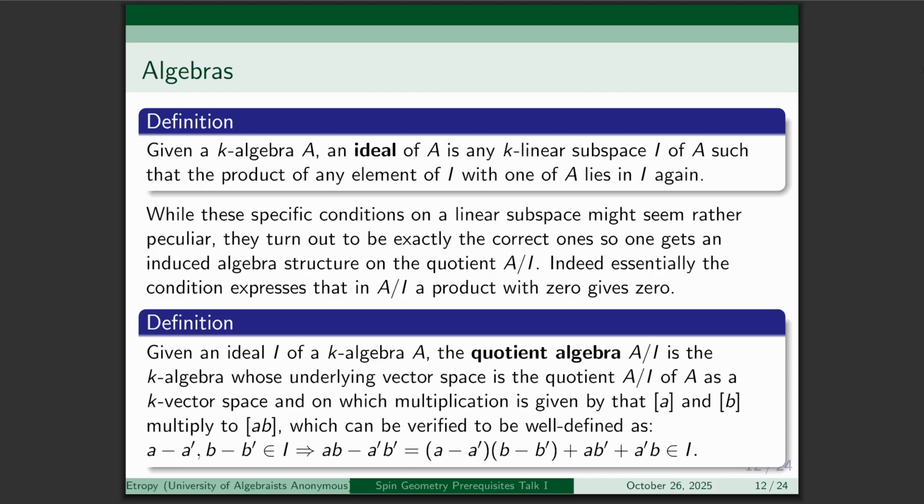But anyway, if you have something where the zero multiplication works, you can check that indeed AB minus A prime B prime will be in I whenever A minus A prime and B minus B prime are. Okay, we can come back to this after the talk. So this way we get a quotient algebra.